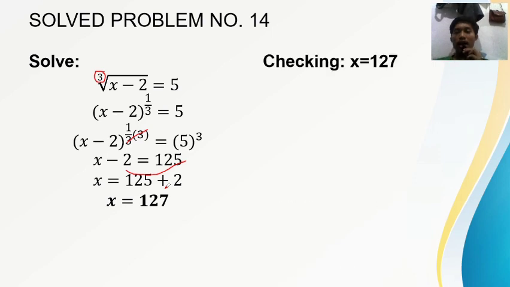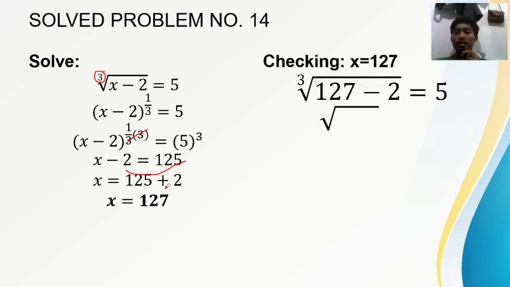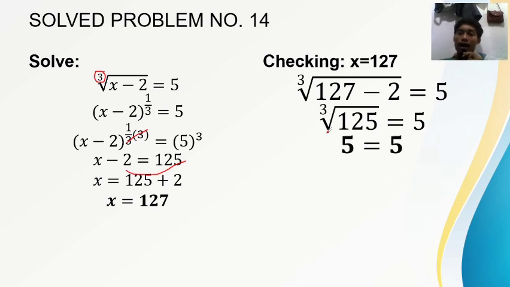To check, we have 127 minus 2 is 125. We have the cube root here, so we have to simplify. So, we have 5 equals 5. So, tama lang na 127 ang value ni x sa cube root of x minus 2 equals 5.